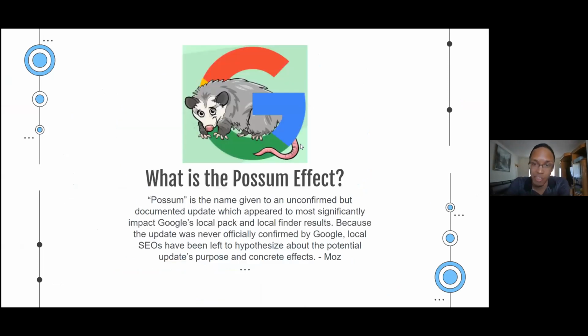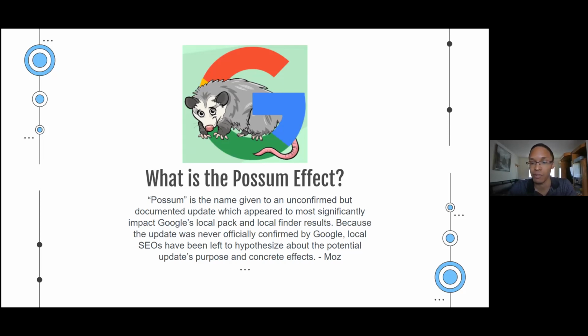What is the Possum Effect? Well, Possum is a name given to an unconfirmed but documented update which appears to most significantly impact Google's local pack and local finder results. Because the update was never officially confirmed by Google, local SEOs have been left to hypothesize about the potential update's purpose and concrete effects.